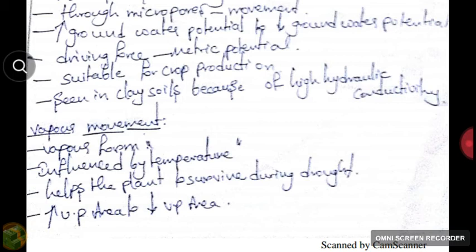It is influenced by temperature. Obviously, if temperature is high, vapor rate is also high. It helps the plant to survive during drought conditions. In vapor movement, the movement of water occurs in the form of vapor, from high vapor pressure area to low vapor pressure area.